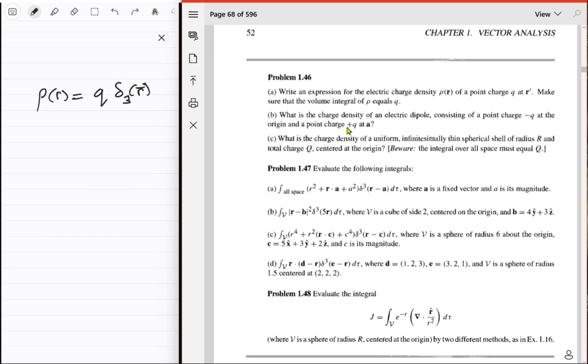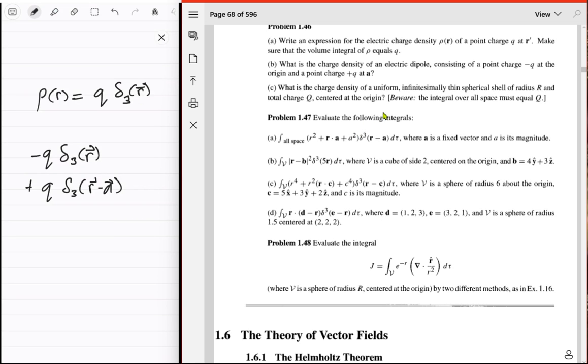What is the charge density of an electric dipole consisting of a point charge negative q at the origin and a point charge plus q at a? Think about it. We got it: negative q del sub 3 of r vector, and then plus q del sub 3 of r vector minus a vector. At any point other than the origin and a vector, this would be 0, of course. At the origin, the integration would just be negative q. We don't actually know what the charge density at the origin is, whatever. Yeah, that looks cool.